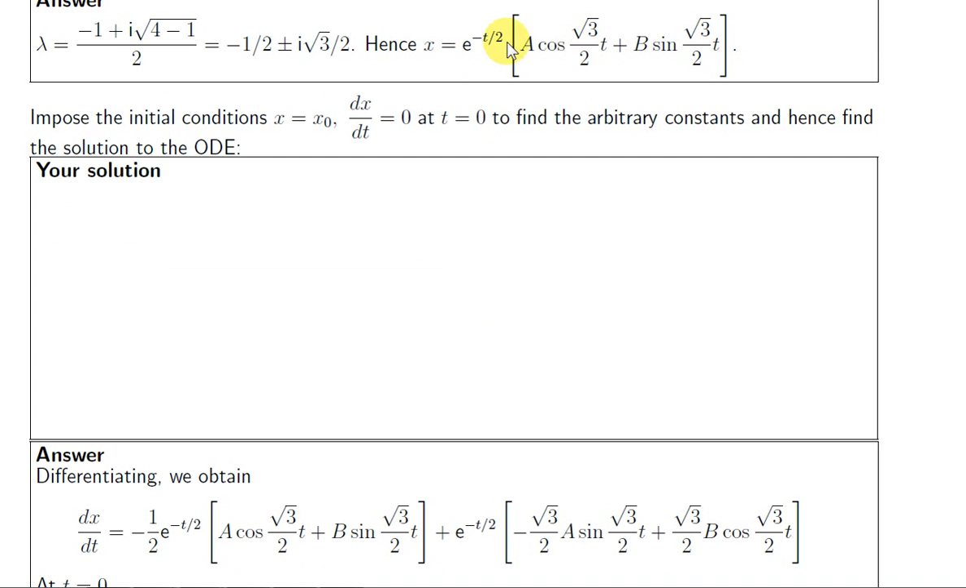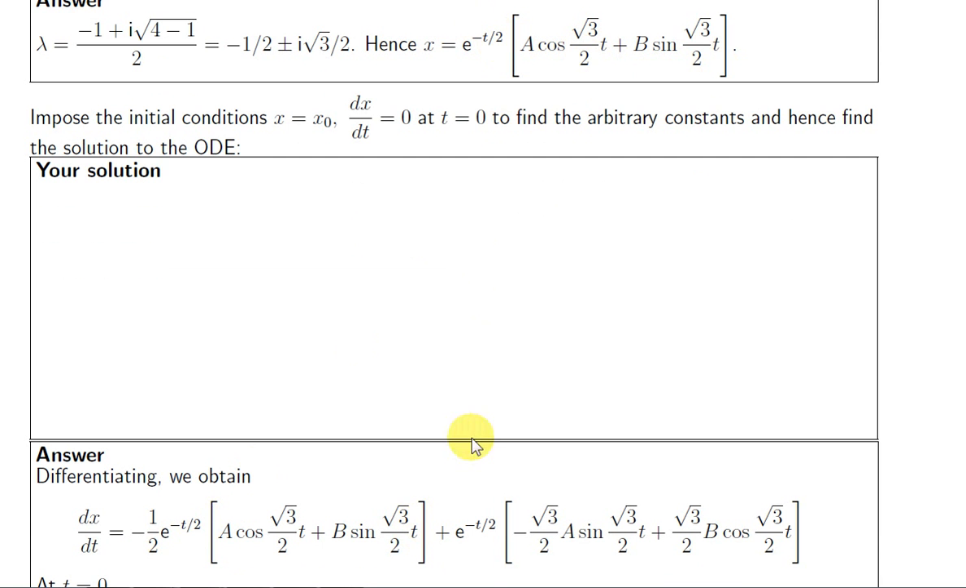Now we have a product of functions of t here. So we differentiate one function and multiply it by the other. So if we differentiate e to the minus t over 2, we'll get minus a half e to the minus t over 2 by the chain rule. And then we multiply by this, so we just copy this down.